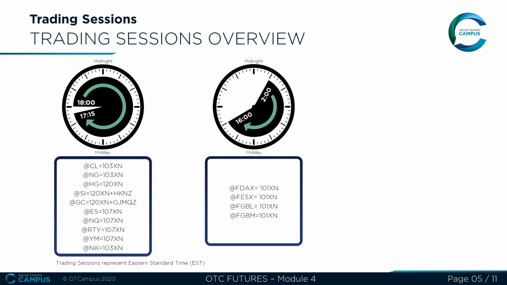Now, we are getting into the European markets: the DAX, the Euro Stoxx index, the Euro Bobl, the Euro Bund, all open at 2 a.m. and close at 4 p.m. Eastern Standard Time. Consequently, for almost half of the day, these markets are closed.